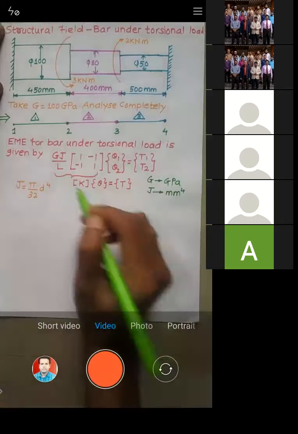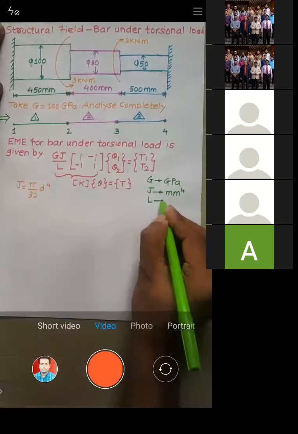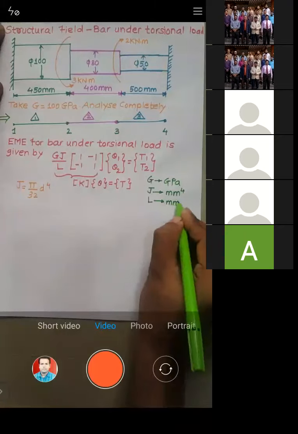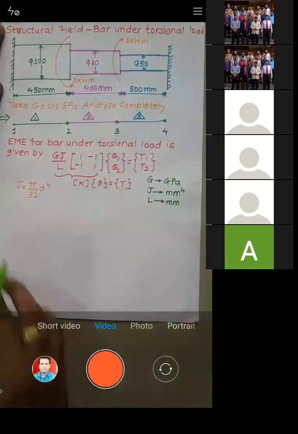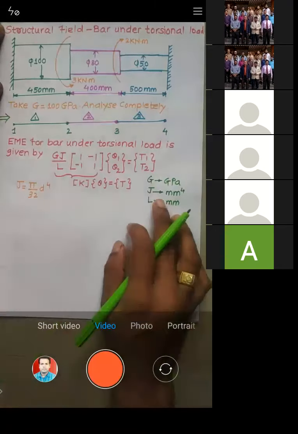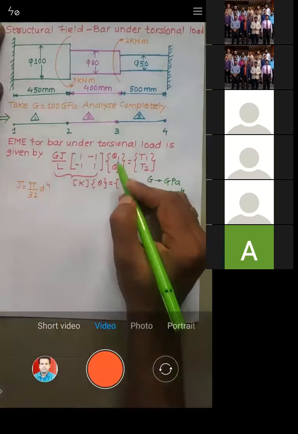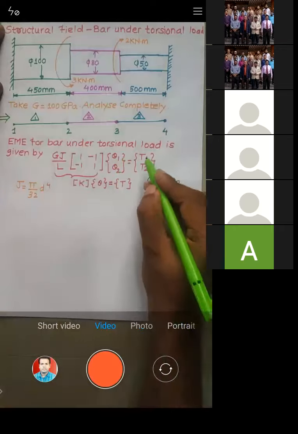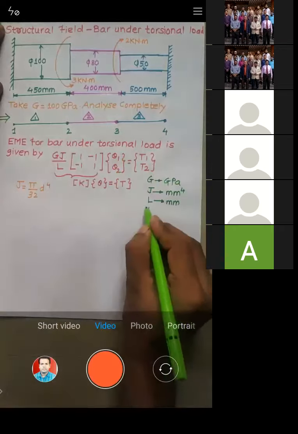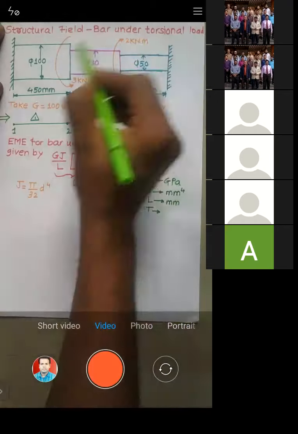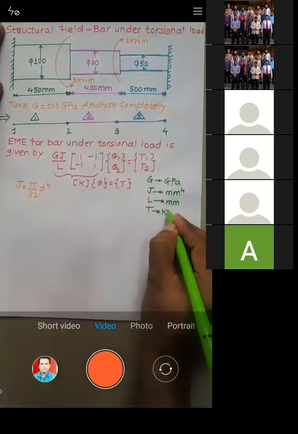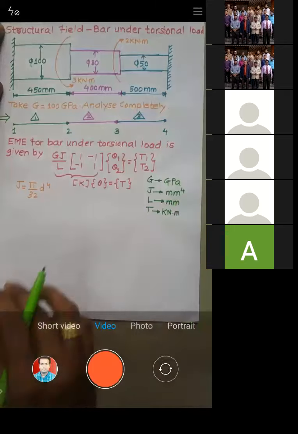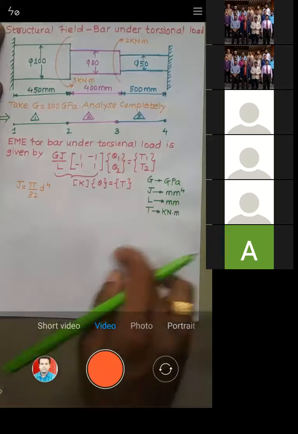And length, we have it in mm, right? Now the next thing is theta 1, theta 2, that we are supposed to calculate, and T1, T2. So let's talk about the torque. The torque is given in kilonewton meter.